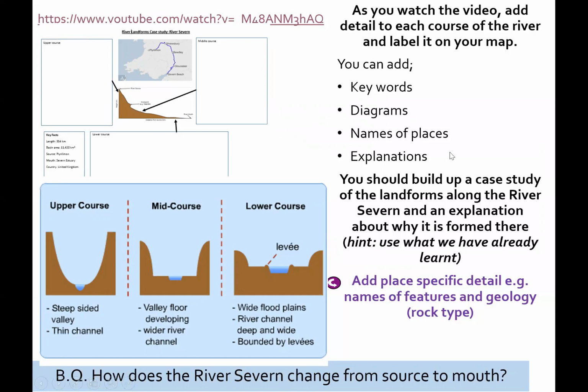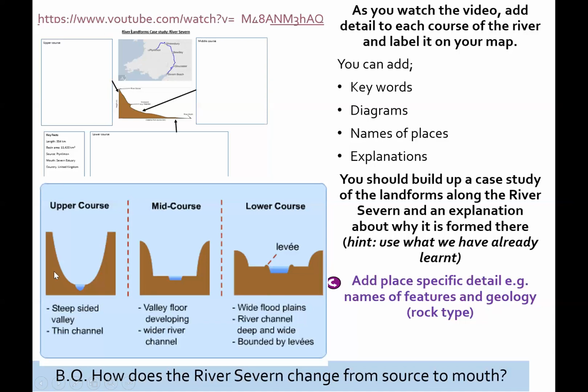And the point of this is that you build up a case study of the landforms along the River Severn and an explanation about why that landform is formed where it is. We've already learned all of this. It's just applying it to our named example. There's a bit of a challenge. See if you can add any place-specific detail. So, for example, any specific rock type, the geology, any names of features.